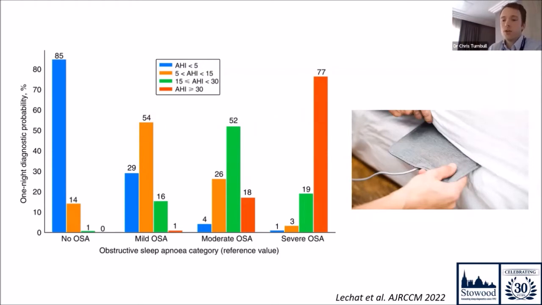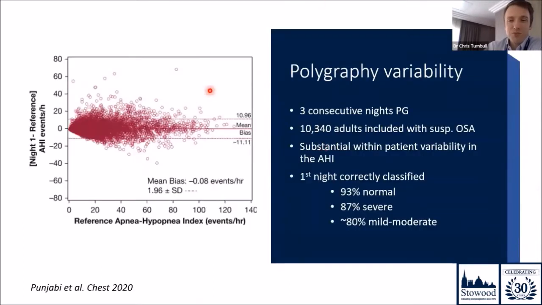Increasing the number of nights they looked up to 14 nights reduced that variability, but going beyond 14 nights had no further effect. Final slide on variability is this one looking at 3 nights of consecutive polygraphy data, and this is from America. So 10,000 patients who had suspected obstructive sleep apnea who did 3 nights of home polygraphy. And what they showed was that there was substantial within patient variability in the AHI.